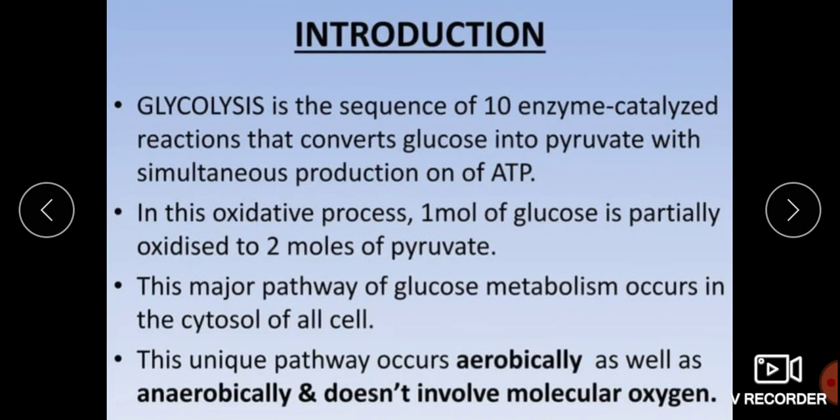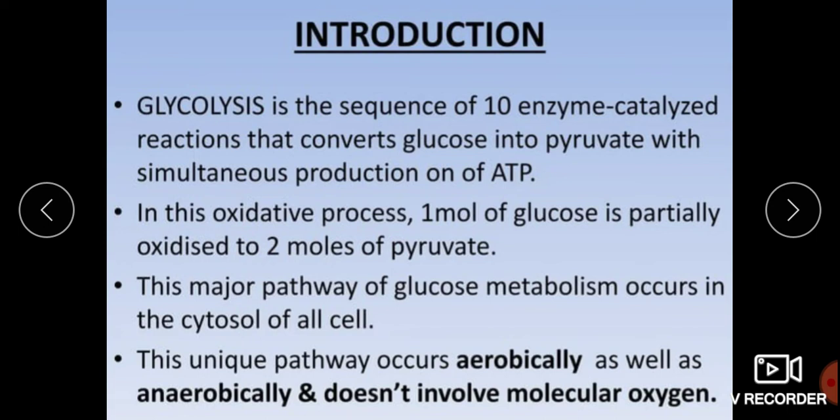Introduction. Glycolysis is a sequence of 10 enzyme catalyzed reactions. Overall, in glycolysis, one molecule of glucose gets converted into two molecules of pyruvate, with a production of ATP. In this oxidative process, one molecule of glucose is partially oxidized to 2 moles of pyruvate, and glycolysis occurs in the cytoplasm of a cell.